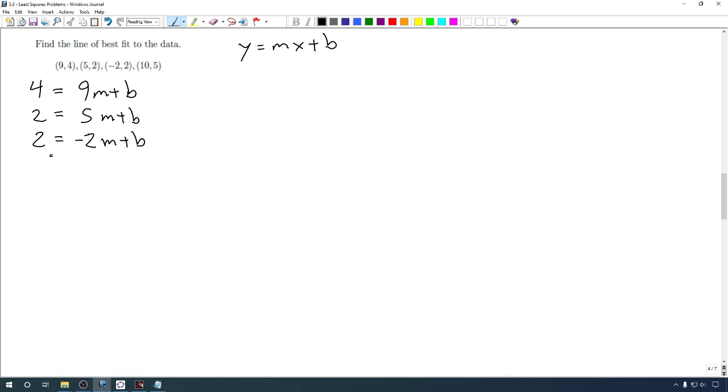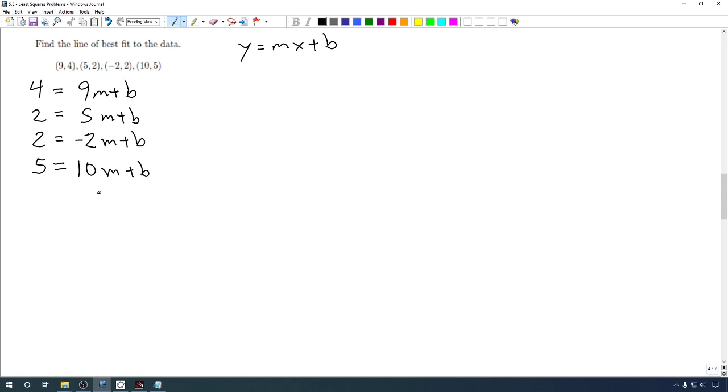So you can kind of see already that if one of these equations is true, the other one can't technically be true unless we just had a constant line where m equals 0. And that's not going to satisfy these other equations. So there's not going to be an actual solution, but there is going to be a unique least squares solution. And then finally, when y equals 5, we're going to have x equal 10.